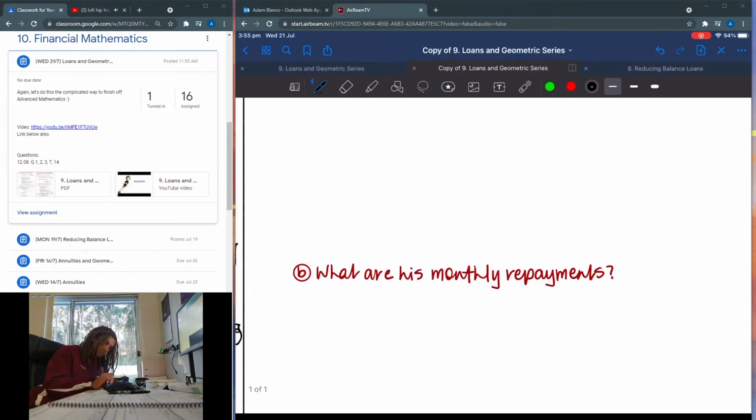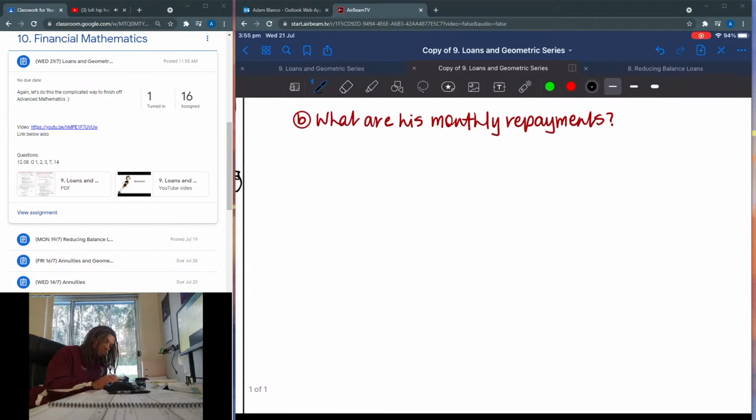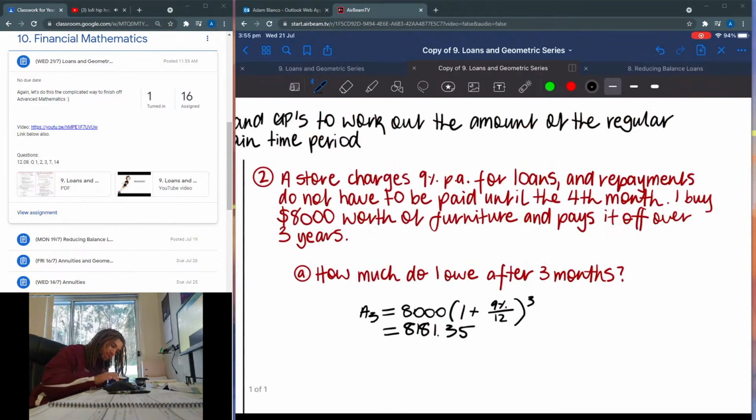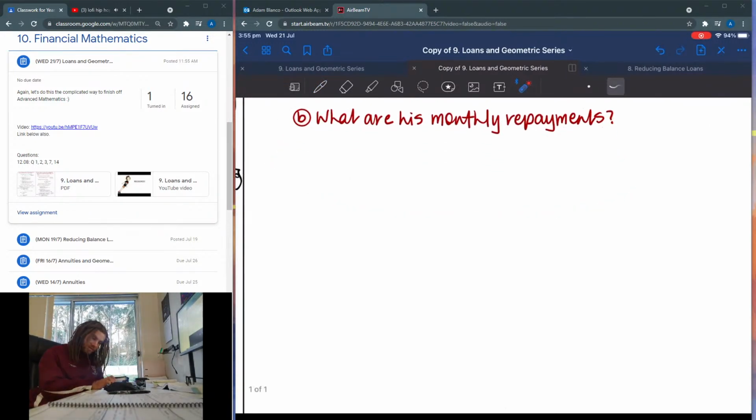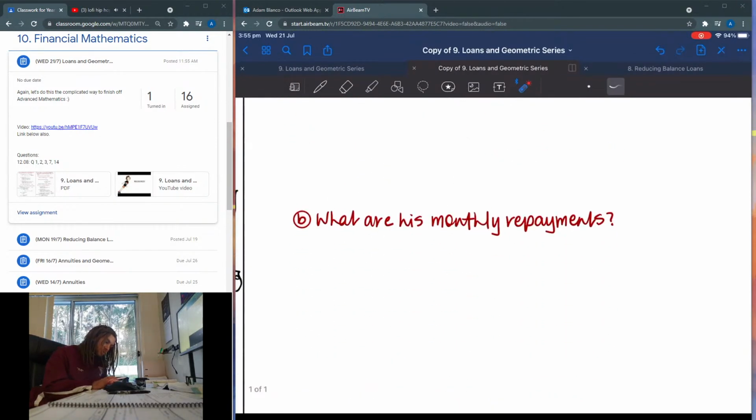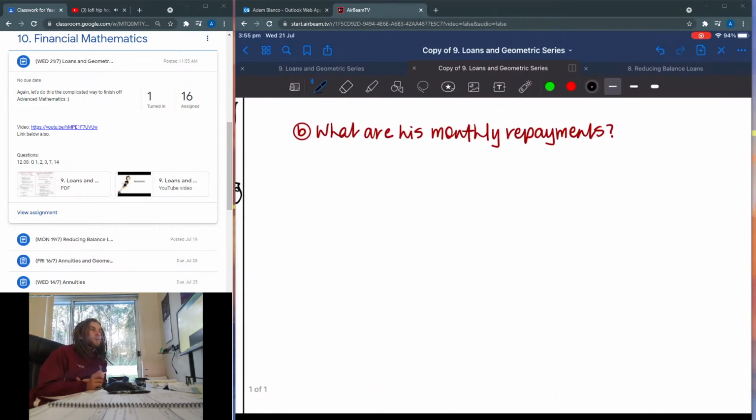Okay, right. What are my monthly repayments? Now, this is the sucky part. This is where I'm going to have to do what I had before. Now, the good thing is, if in this case I was given a table, then by all means go straight to the table. But I'm not given a table, which means I'm going to have to work this out manually.